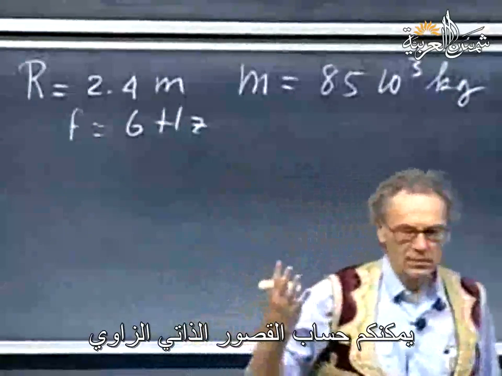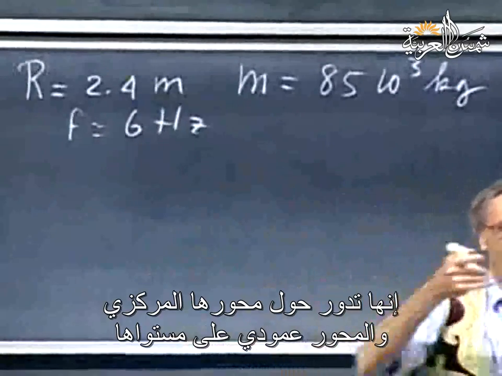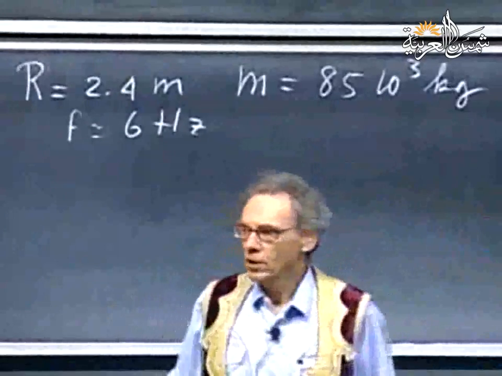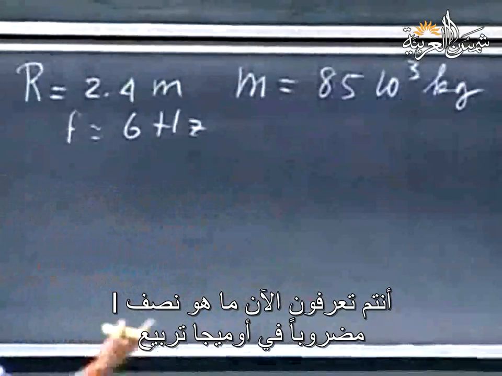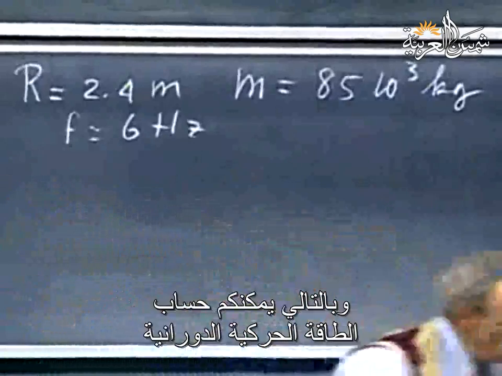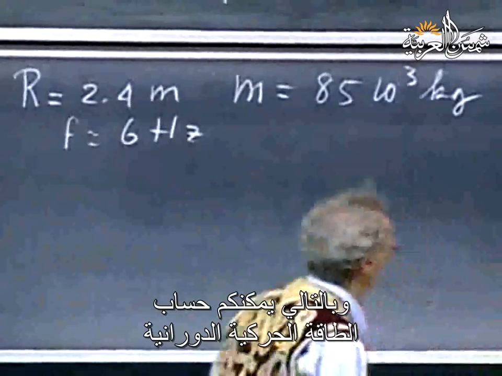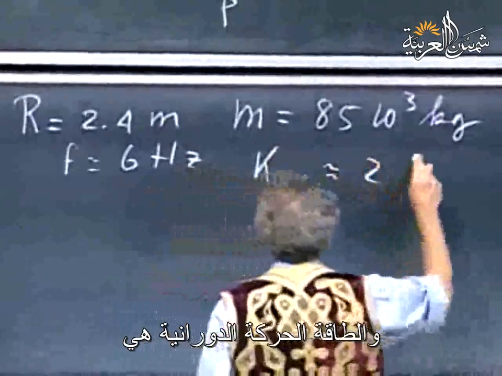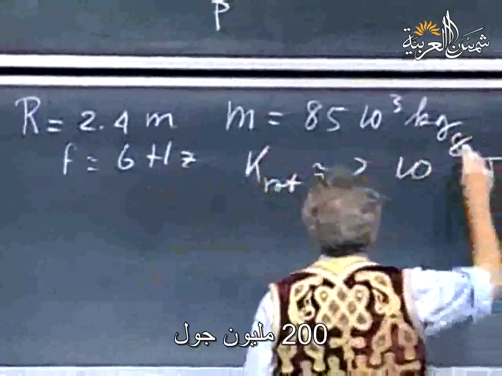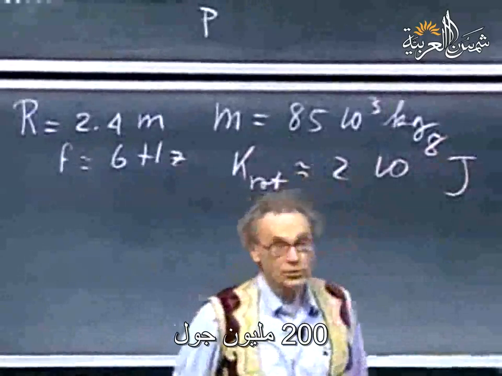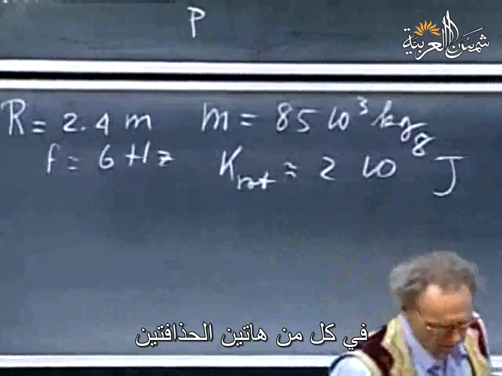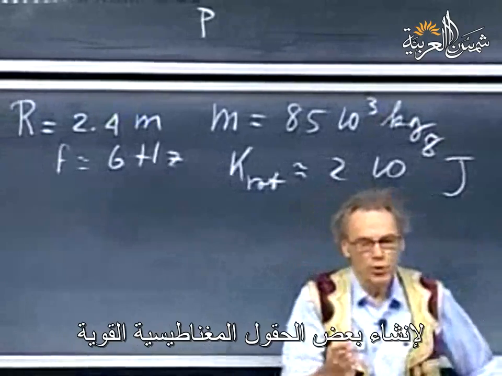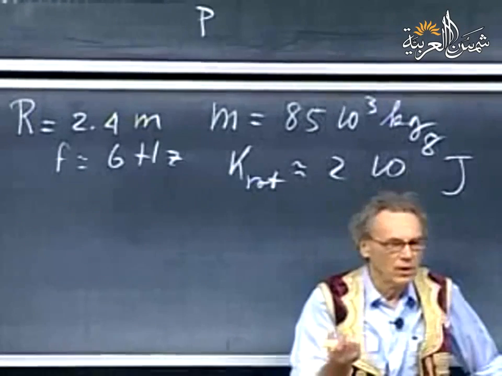You can calculate the moment of inertia. They rotate about their center, axis perpendicular to the plane. You know now what 1/2 I omega squared is, and so you can calculate the kinetic energy of rotation. And that kinetic energy of rotation is then a whopping 200 million joules in each of those rotating flywheels. Now they use this rotational kinetic energy to create very strong magnetic fields on a time scale as short as 5 seconds.